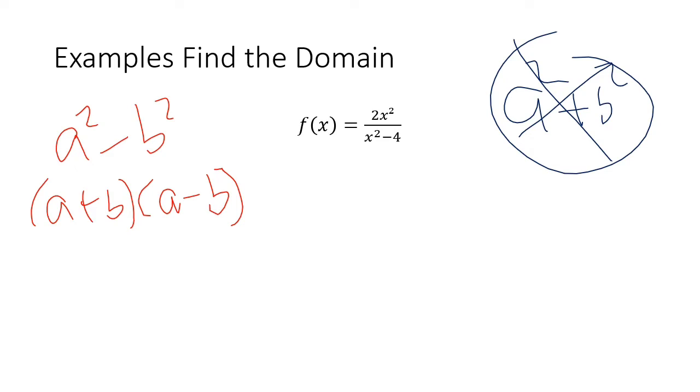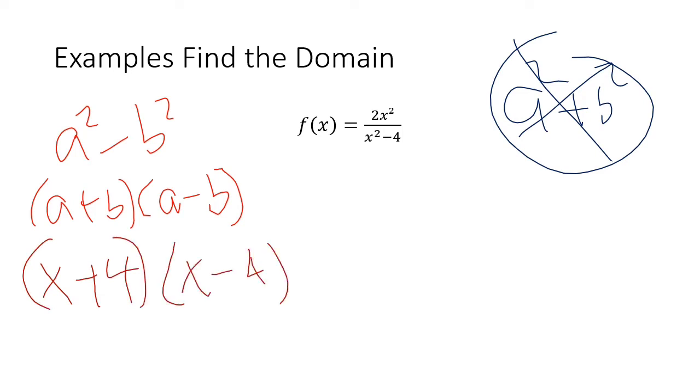So here we have x plus 4, x minus 4. So if I put x plus 4 not equal to 0, I get x not equal to negative 4. And if I put x minus 4 not equal to 0, I get x not equal to 4.